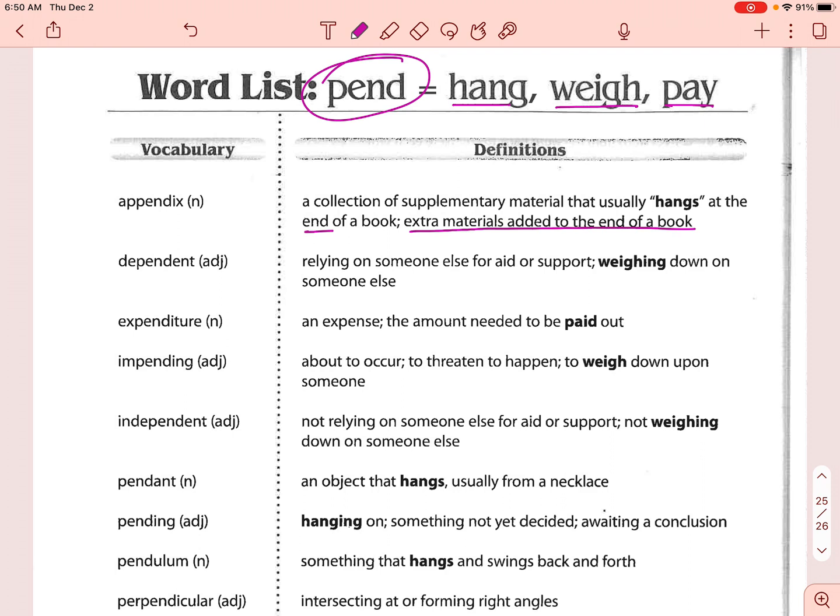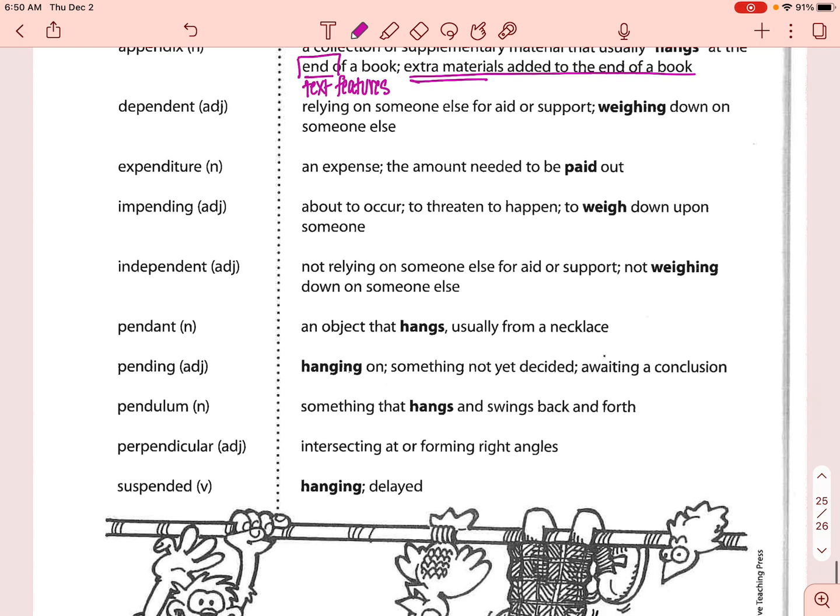It's another one of our text features, so it goes along really well with what we were talking about yesterday in class. But you just really need to know it's right there at the end of the book, and it's just extra materials. The next one is dependent.